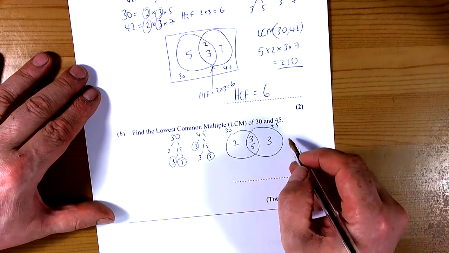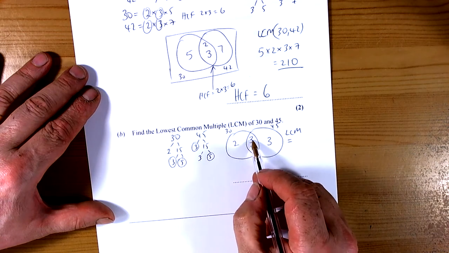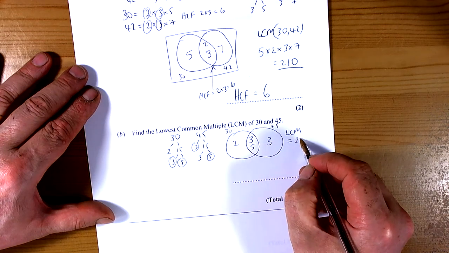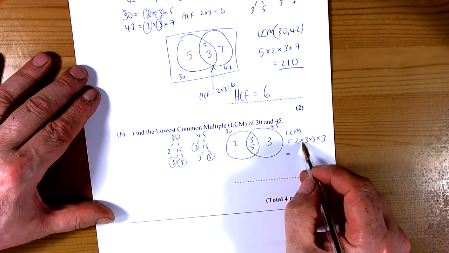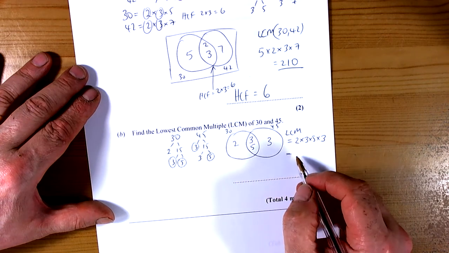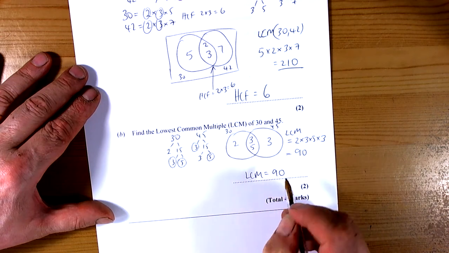So the lowest common multiple is the multiplication of the numbers that are in the Venn diagram. So 2 times 3 times 5 times 3. 2 threes are 6, times 5 is 30, times 3 is 90. So lowest common multiple equals 90.